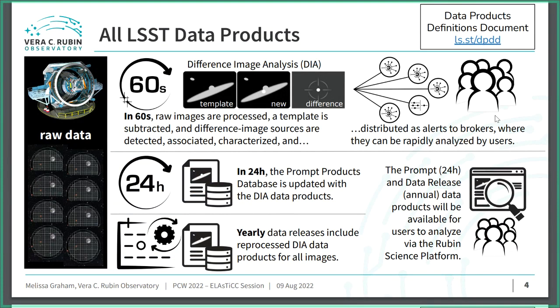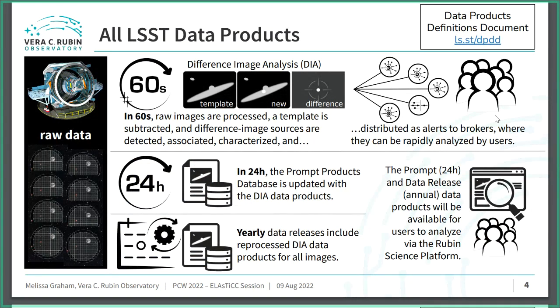Within 24 hours, what we call the prompt products database gets updated with all of the detections from the night before. So that's the same data that has gone out in alerts, but it's in catalog format. So you could log in to the Rubin Science Platform, for example, at whatever cadence suits your science schedule, daily, weekly, monthly, whatever, and you can be querying those data products in the prompt products database to see if you can find anything that's risen by X magnitudes over X days in your favorite filter, whatever the thing is that you're interested in finding. So you can also query the prompt products database that way.